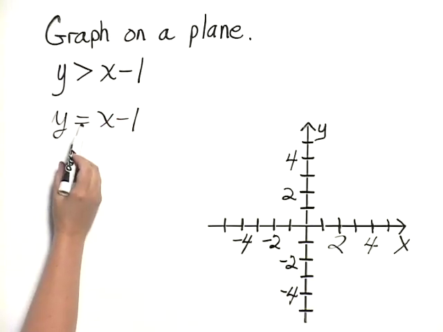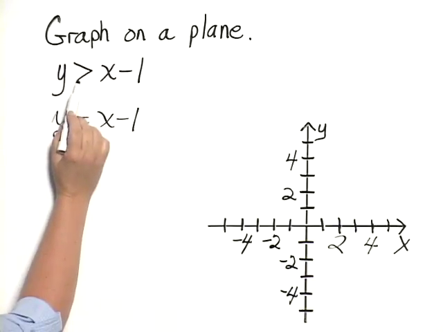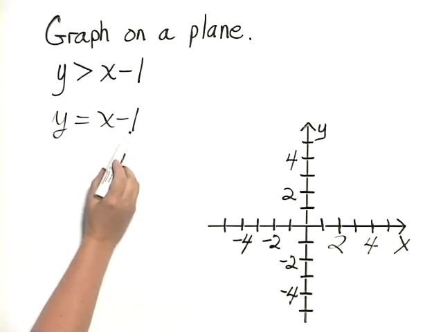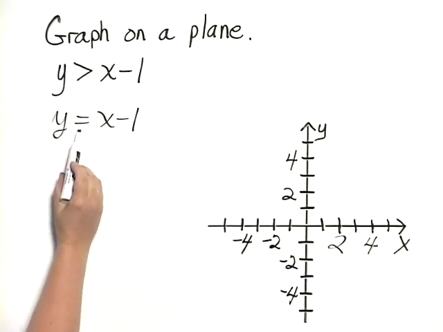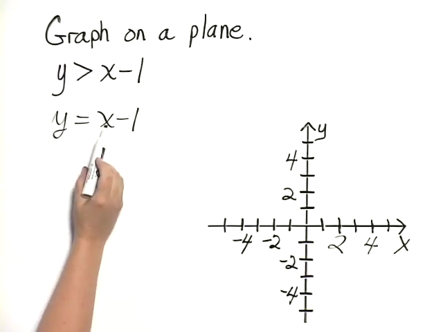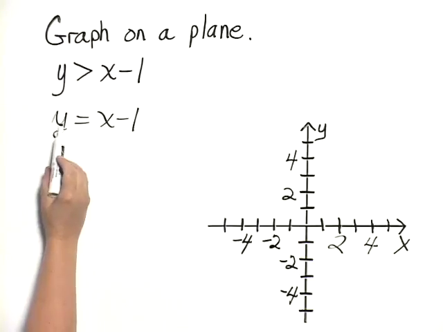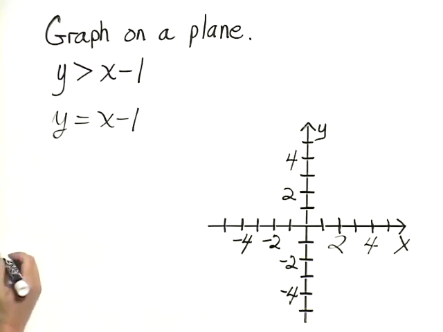Now we're going to graph it with a dashed line because this symbol is not greater than or equal to, but just simply greater than. So let's graph this line using a dashed line. We can graph pretty quickly using intercepts. When x is 0, y is negative 1. When y is 0, x is 1.